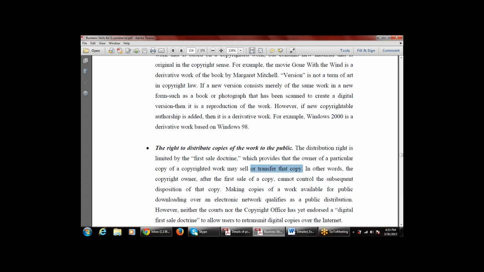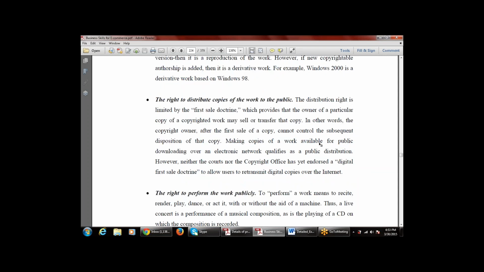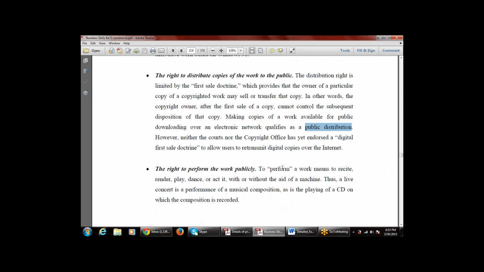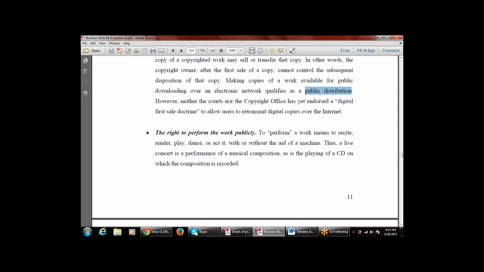So in other words, the copyright owner, for example me, after the sale of a copy, cannot control the subsequent disposition of that copy. Making copies of a work available for public downloading over an electronic network qualifies as a public distribution. Then the next right is the right to perform the work publicly. To perform a work means to recite, render, play, dance, or act it with or without the aid of a machine. Therefore, a live concert is a performance of the musical composition, as is the playing of a CD on which the composition is recorded.